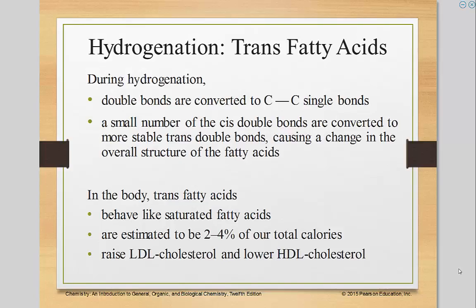During hydrogenation, double bonds are converted to single bonds. A small number of cis double bonds are converted to more stable trans double bonds, causing a change in the overall structure of the fatty acids. In the body, trans fatty acids behave like saturated fatty acids and are estimated to be 2 to 4% of our total calories. They raise the low density level cholesterol and lower the high density. The LDL is considered the bad cholesterol. The HDL is considered to be the good.